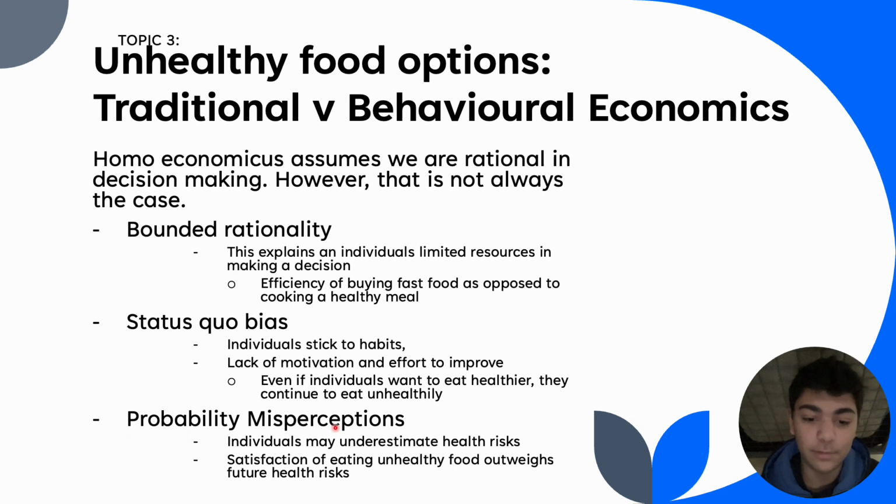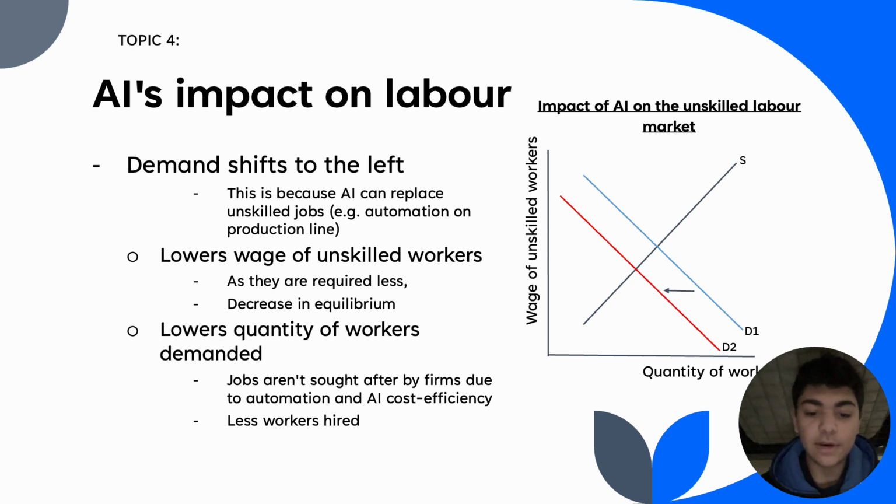Now, probability misperceptions assumes that we underestimate the health risks. So it's sort of like gambling. You think, oh, I'm not going to lose. Sort of how you underestimate health risks. And that's why people eat unhealthily, because the satisfaction of eating the yum food outweighs the negatives of like diseases and stuff. Now in topic 4, we'll look at AI's impact on labor.